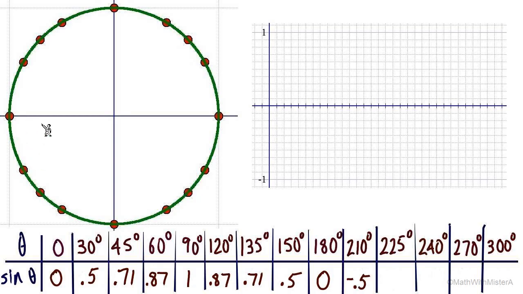A negative 1/2, negative radical 2 over 2, and so on. 300 is the last point on our table, but we can see the repeating patterns that the next one would be a negative radical 2 over 2, and then a negative 1/2, and so on. We're going to plot these points now, graphing theta and sine theta.